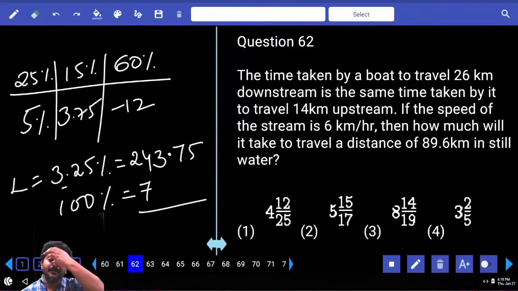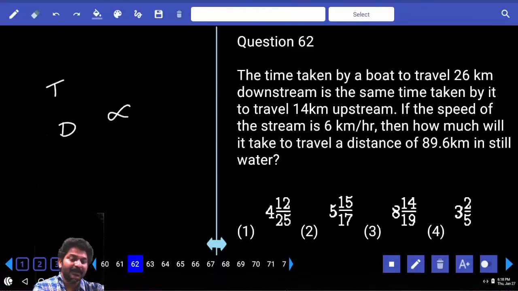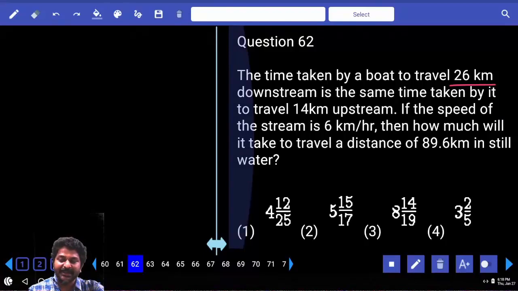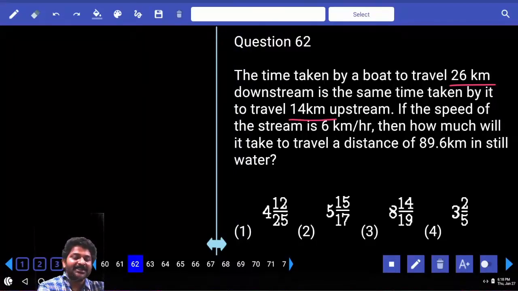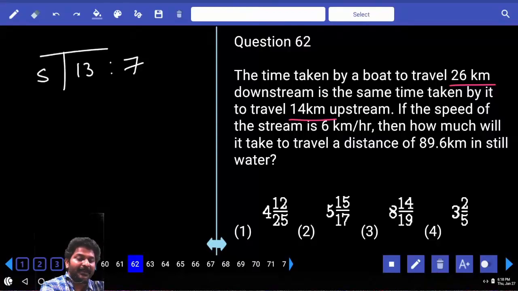The time taken by the boat to travel 26 kilometers downstream is same as the time taken by it to travel 14 kilometers upstream. See, if time is constant, what is the relation between distance and speed? Directly proportional. So here distance ratio is 26 and 14 only. Simplified value, that is 13 and 7 only. So this is the speed ratio, I can say, for downstream and upstream.